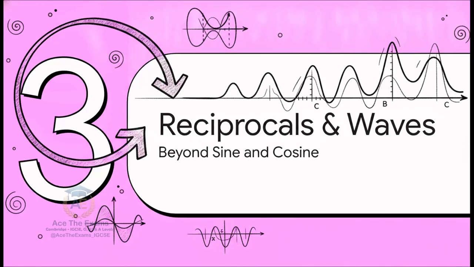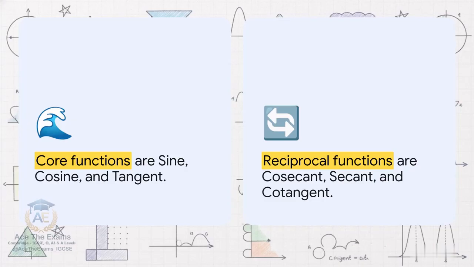Now, if we take that sweeping circular motion and unroll it over time, we discover something genuinely beautiful. Let's look at section 3, reciprocals and infinite waves. Before we actually look at the waves themselves, we need to meet 3 new mathematical alter egos. Alongside our familiar core functions of sine, cosine, and tangent, we have their reciprocals. Let's map them out. The reciprocal of sine, meaning 1 divided by sine, is called cosecant. 1 over cosine is secant, and 1 over tangent is cotangent.